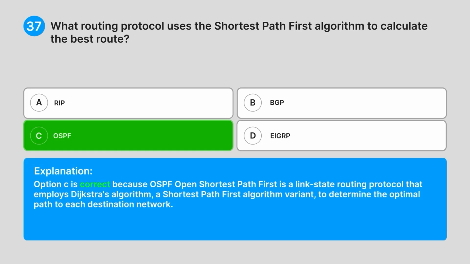Explanation: Option C is correct because OSPF, Open Shortest Path First, is a link state routing protocol that employs Dijkstra's algorithm, a shortest path first algorithm variant, to determine the optimal path to each destination network.